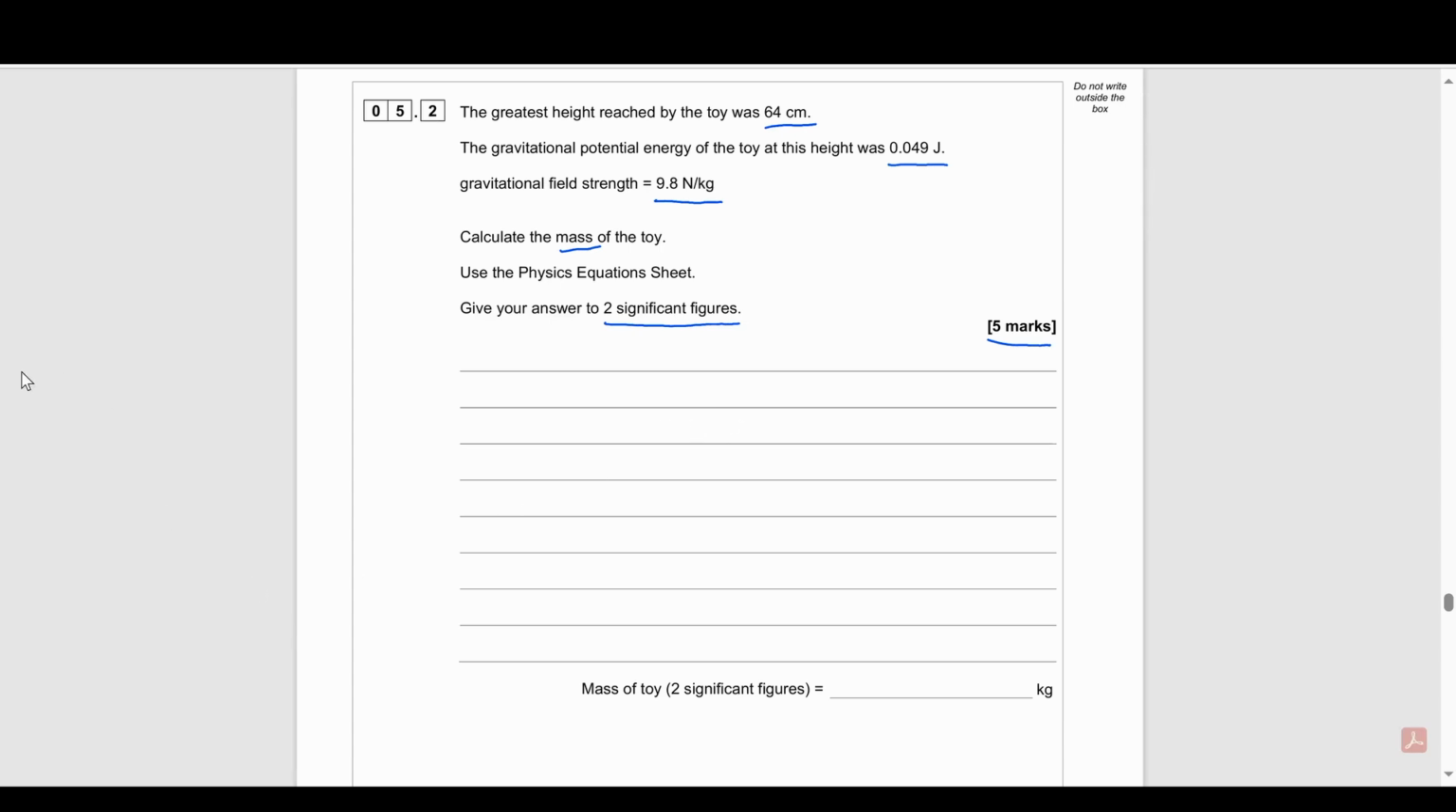Well, remember that we have got the height, gravitational potential energy, and we've got gravitational field strength. So what equation involves those factors? It's going to be gravitational potential energy equals mass times gravitational field strength multiplied by height. So let's put in our values now. The height was 64 centimeters. Just like in the previous part, we have been converting units. So this time we need to convert from centimeters to meters. To do that, we need to divide by 100. So that means our height is going to be 0.64 meters.